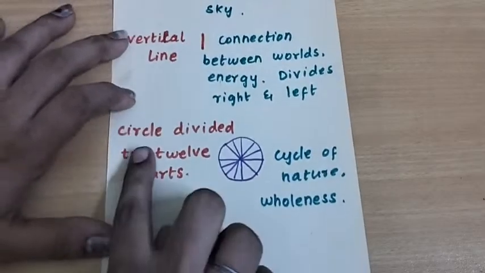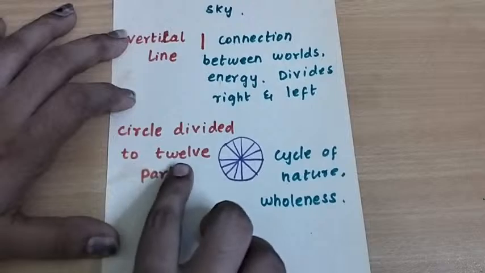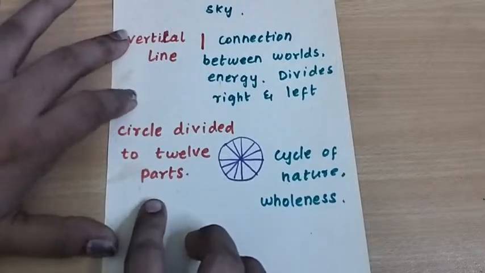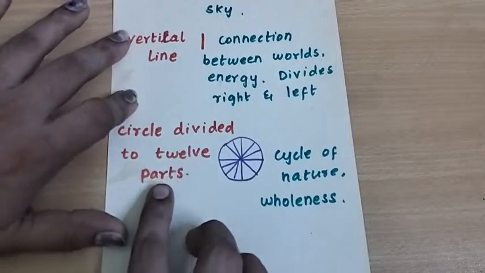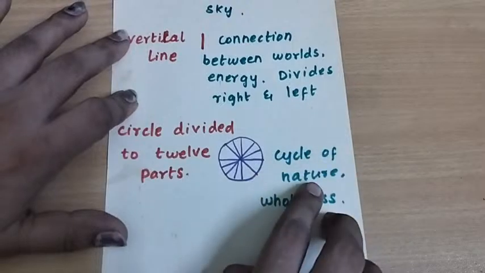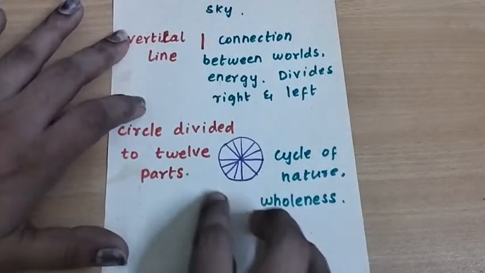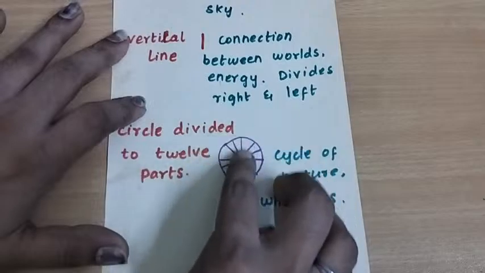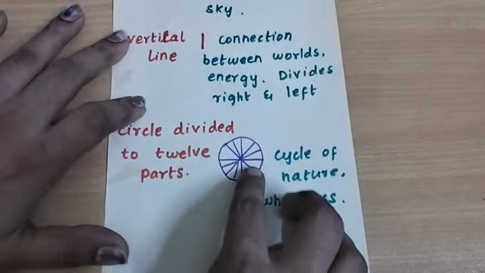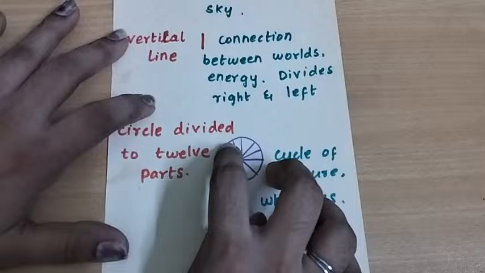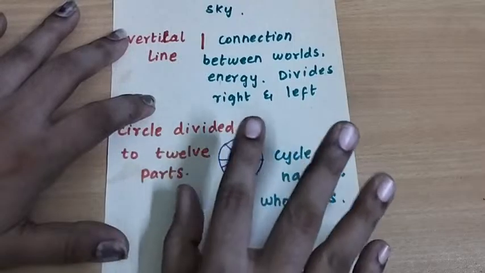Next is your circle divided into 12 parts. That is nothing but the cycle of nature and wholeness. So this is a circle which is divided into 12 halves. If you count, you have 12 parts. So it is a cycle of nature and wholeness. So these are the symbols which have a meaning. Each and everything has meaning.